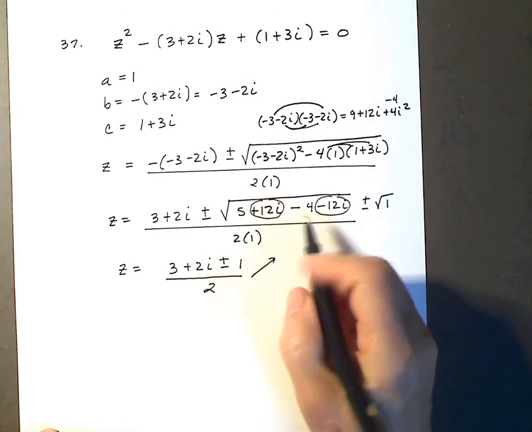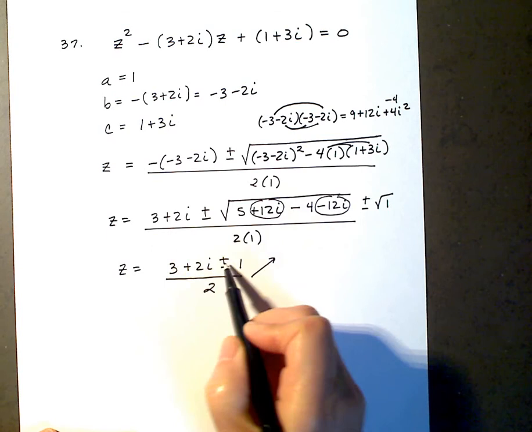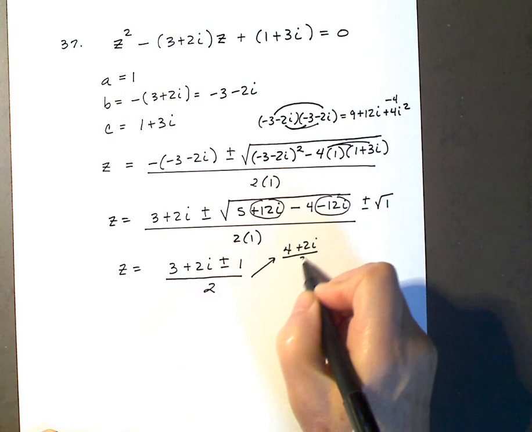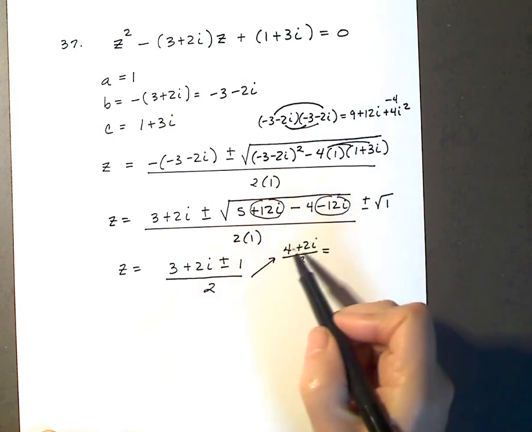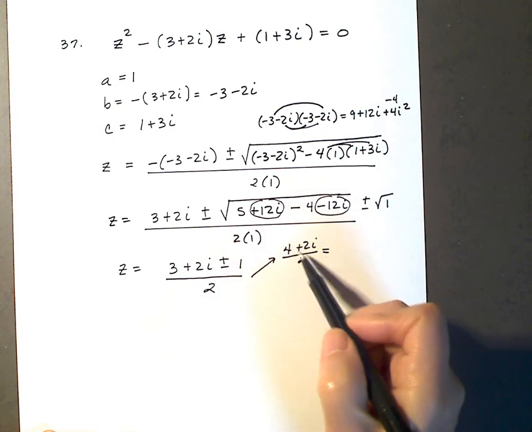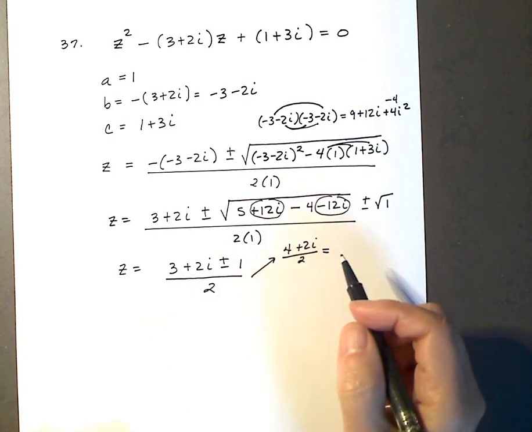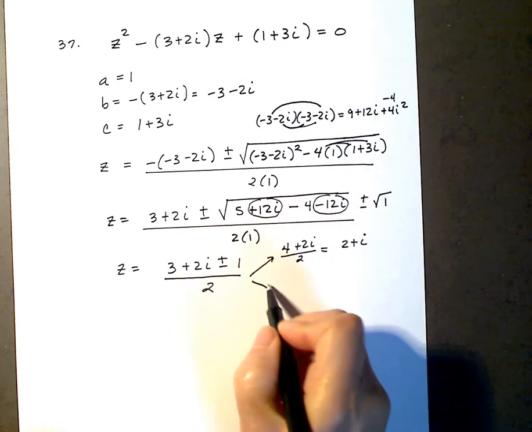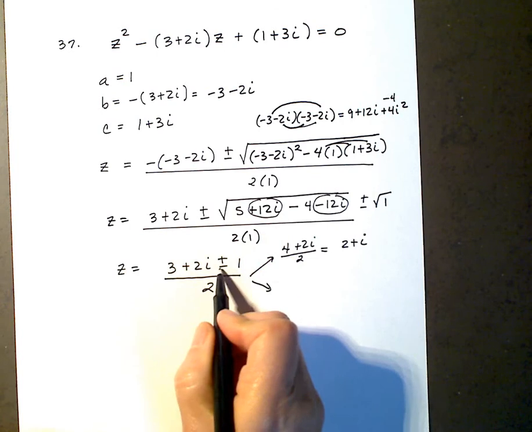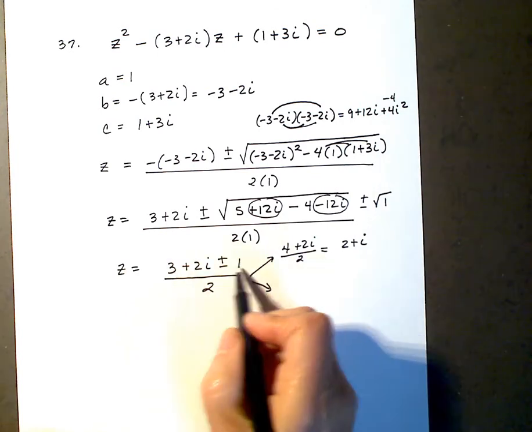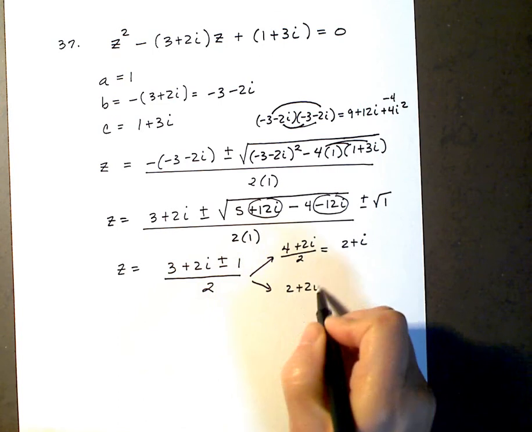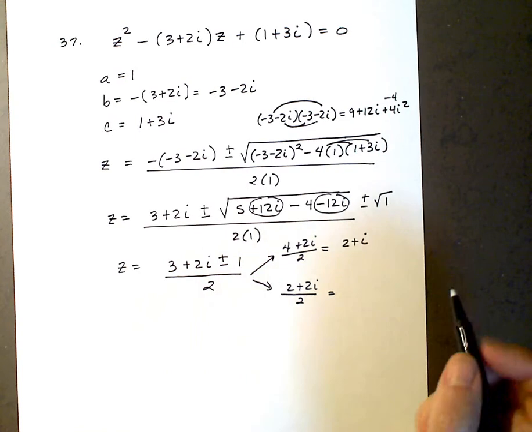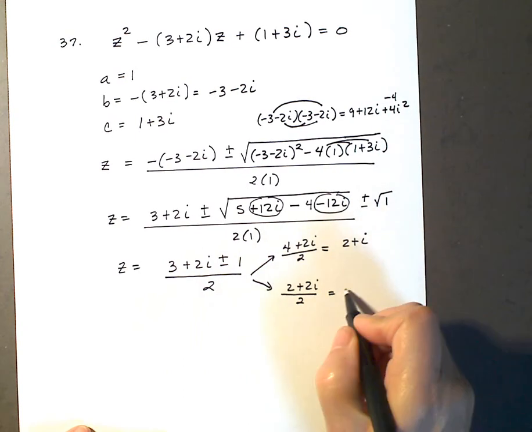So the plus path is going to be 3 plus 2i plus 1. So that's 3 plus 1, or 4, plus 2i all over 2. And when I simplify that, there's a common factor of 2 in the numerator of both parts and here. So that will come out to be a 2 plus i. Then on the minus path, when I go 3 plus 2i minus 1, a 3 minus a 1 is a 2. So this is just 2 plus 2i all over 2, which, dividing out the 2 in the numerator and denominator, I just get 1 plus i.